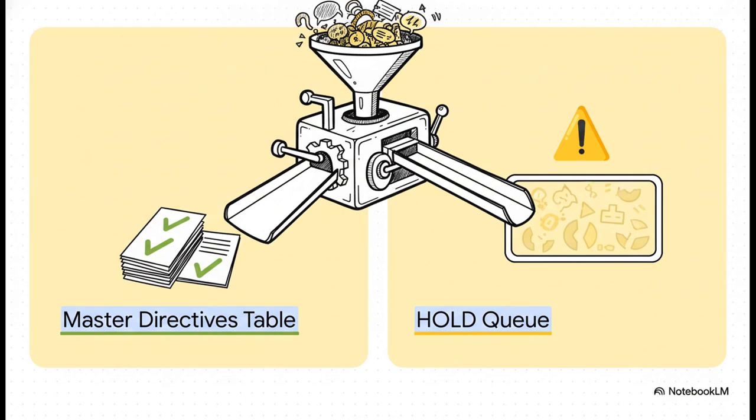So this is the really critical part. TDE gives you two outputs. The master directives table, well, that's your green light list. Clean, clear tasks ready for execution.